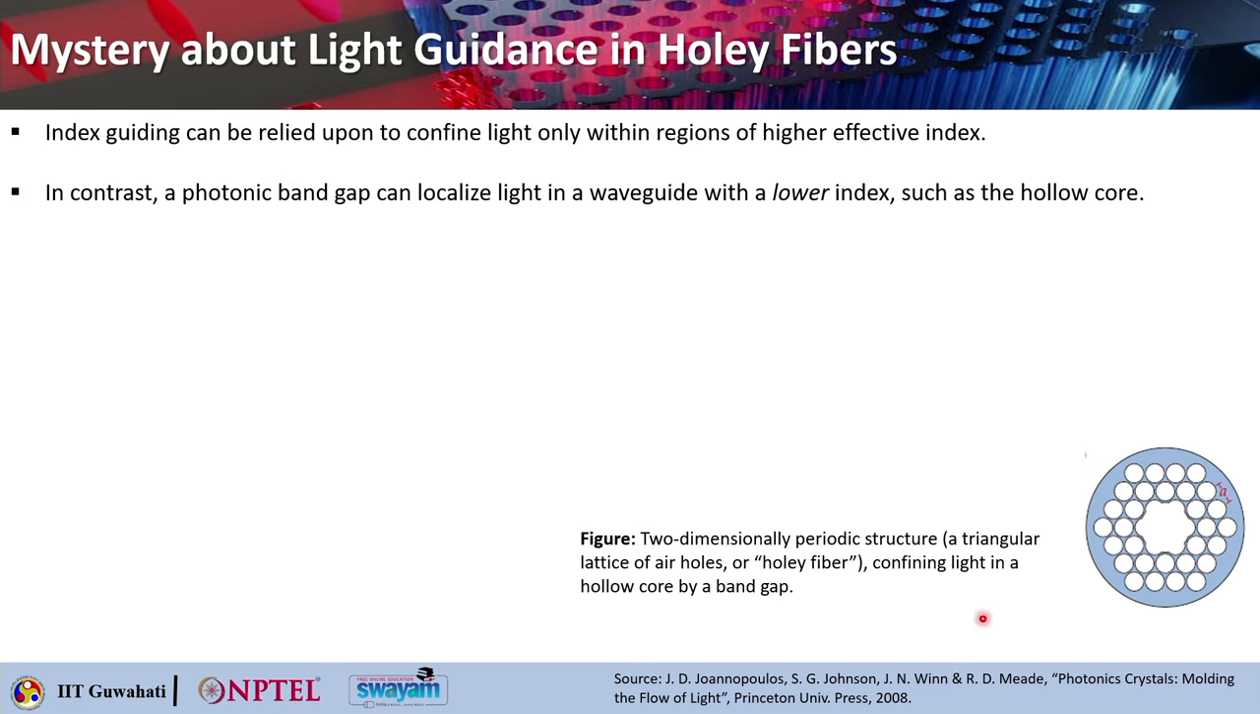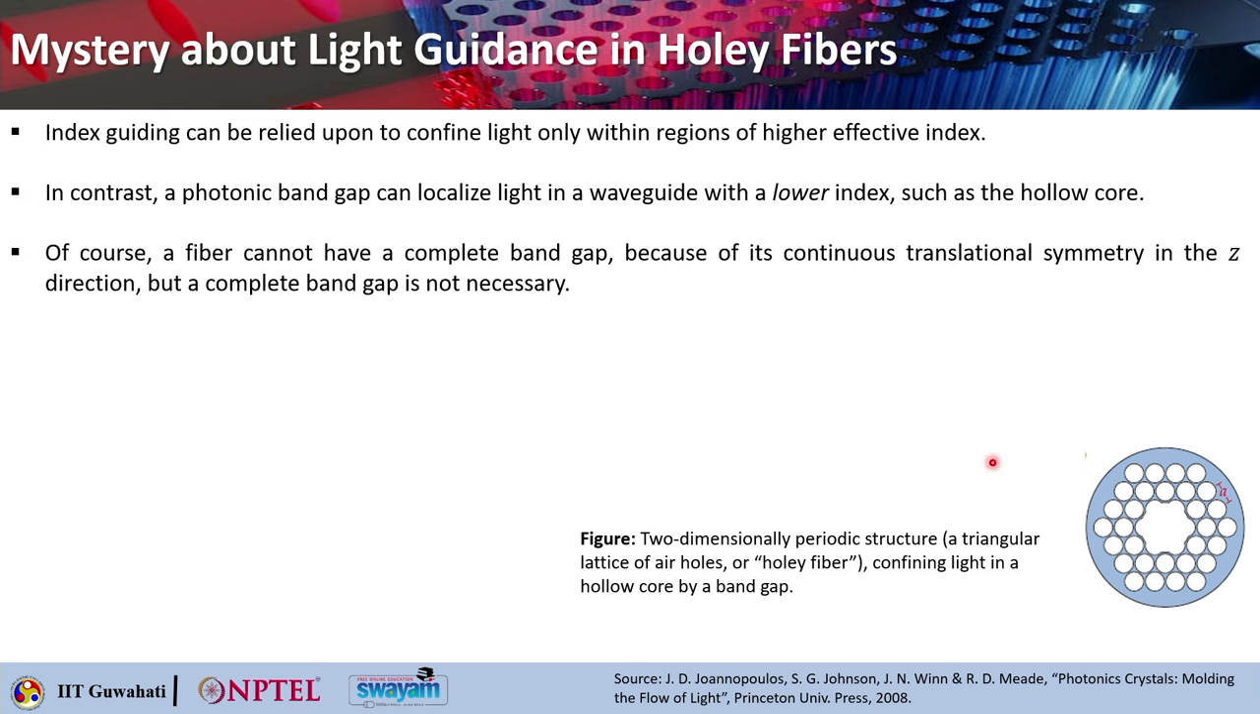So, here is an example figure for a two dimensional periodic structure in the form of a triangular lattice of air holes. This is called a Holey fiber, and this is A, which is the period of the holes. This can be used for confining light into this hollow core using the principle of band gap.